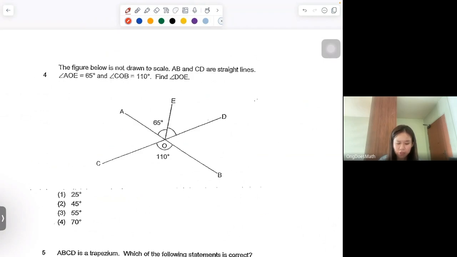The figure below is not drawn to scale. Remember, it's not drawn to scale. Please don't take out your protractor and start measuring the angles, because you won't get the correct answer because they are not drawn to scale. You have to use your concepts.